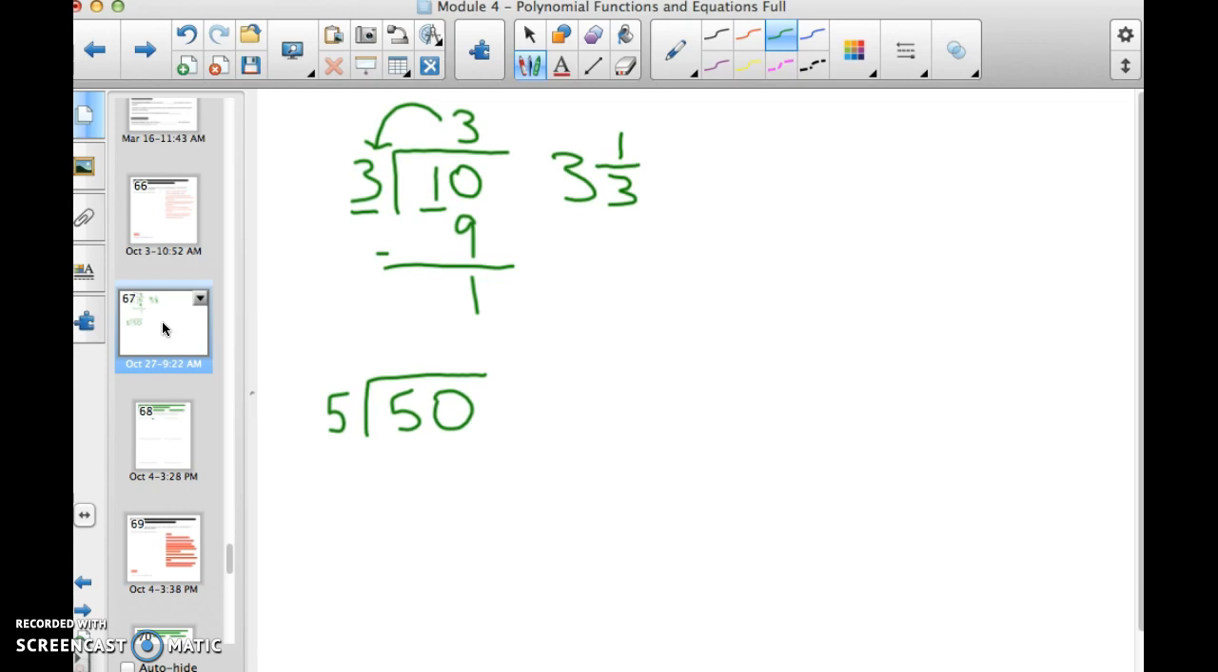Same process, right? I know that first term, 5 divided by 5 is 1. I have to multiply back in there. 1 times 5 is 5. That goes underneath. And I subtract. In this case, it's 0. I bring down the next term. It's 0. And then I do division one more time. 0 divided by anything is 0. And so that answer goes up here. And I'm done. Right? I've worked with all my numbers inside the division box. And hopefully you know that 50 divided by 5 is 10.